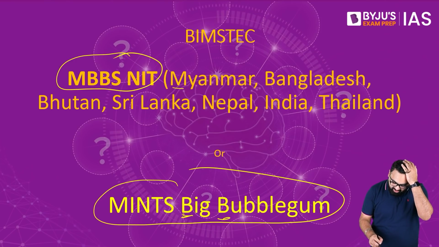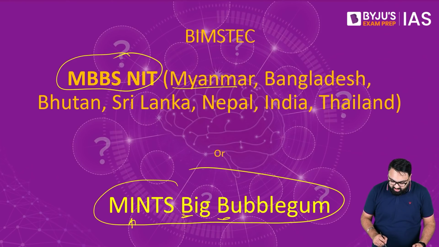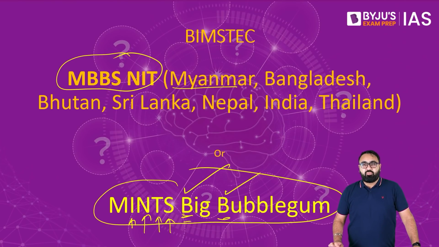MINTS, Mints, that is Myanmar, I stands for India, N stands for Nepal, T stands for Thailand, S stands for Sri Lanka, then B and B, that is Bhutan and Bangladesh. Or the first option, whichever you find more comfortable.